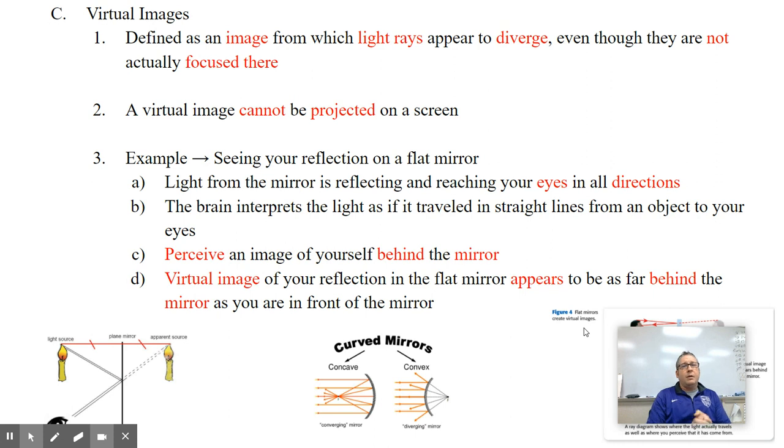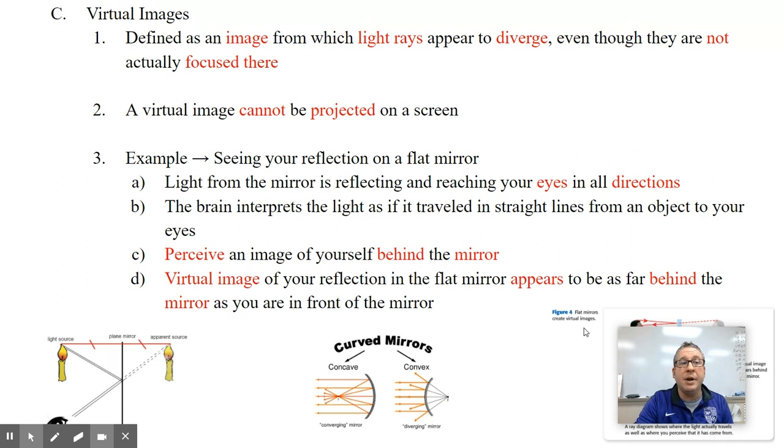Okay, we talked about virtual and real images very briefly. Let's talk about them now. So a virtual image is defined as an image from which light rays appear to diverge, even though they are not actually focused there. A virtual image cannot be projected onto a screen. For example, seeing your reflection in a flat mirror.